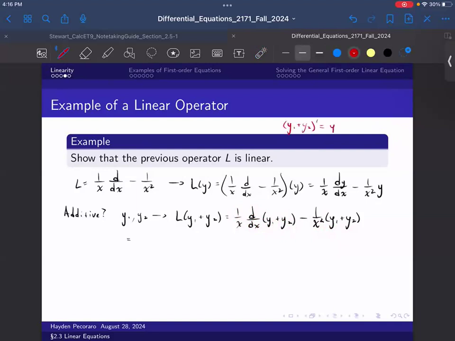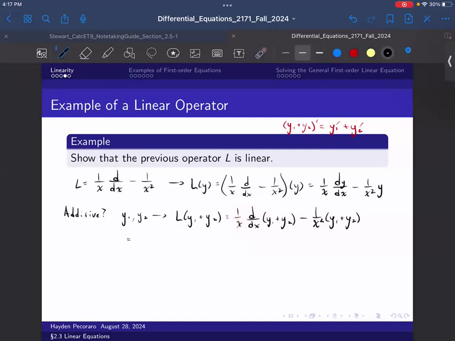Isn't this a property from Calculus 1? That you can take the derivative of a sum and it's the sum of the derivatives? Okay, yeah, so we're using stuff that we know from previous calculus classes. Right? And then we're checking that this new thing that we're learning works just because we know that already. Okay, so yeah, we can do that. And then the 1 over x here distributes because it's, again, just multiplication.